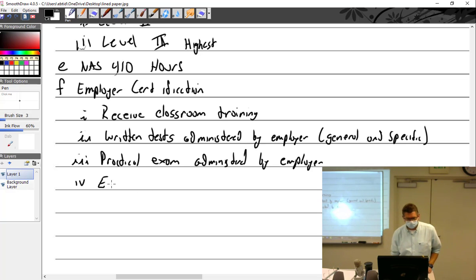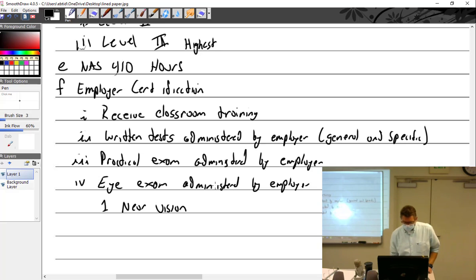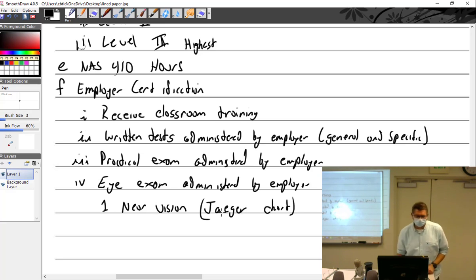Eye exam, what's that? Practical exam would just be actually doing it? Yeah. Eye exam, administered by employer. So you have to have your eye exam. You have to do two things. One, you have to have near vision using a Jaeger chart. And it can be corrected.